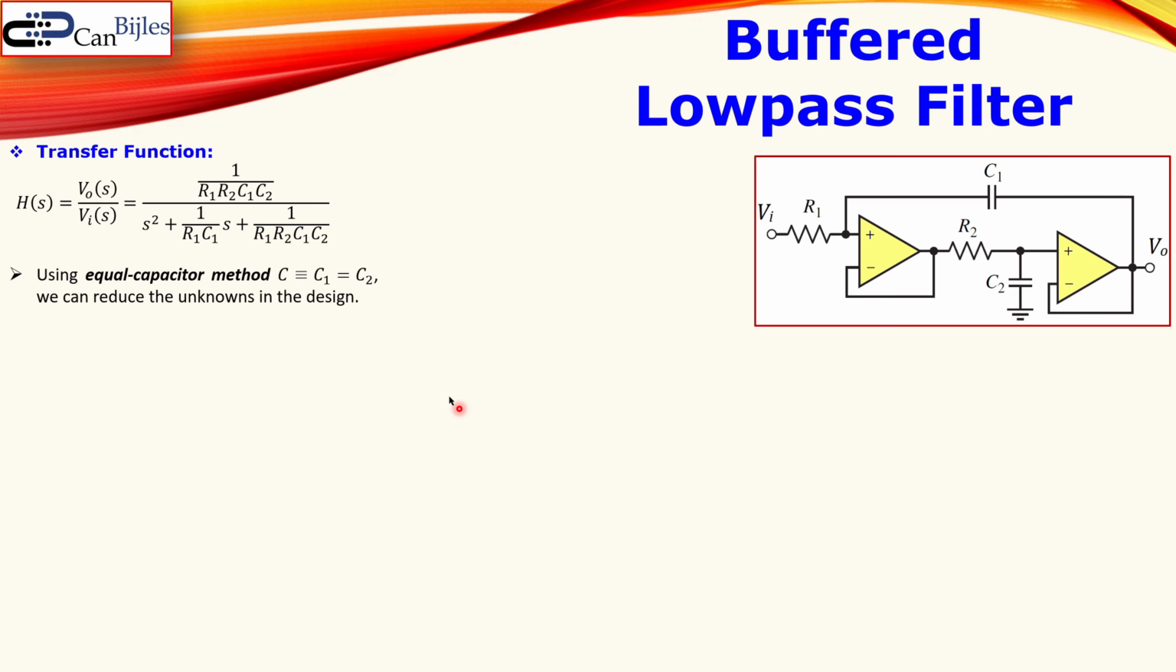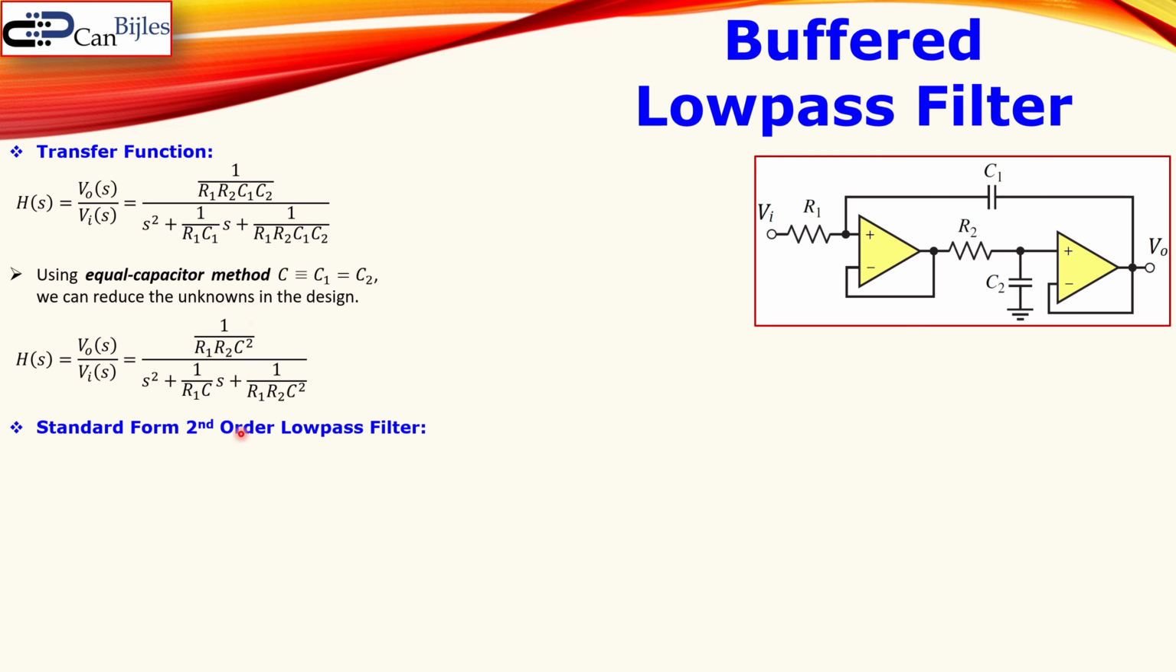Now in this case we can use the equal capacitor method, so we can select the capacitors equal to each other, so C1 is equal to C2, and define it as C, and it will reduce also the number of unknowns and also speed up the design process. If you do this, the numerator will be 1 over R1 times R2 times C squared. You get here 1 over R1C, and this term will be then 1 over R1 times R2, again C squared, as we have it in the numerator.